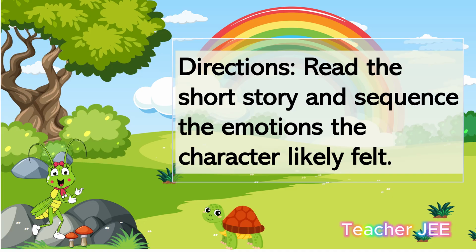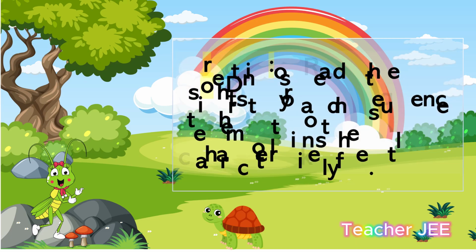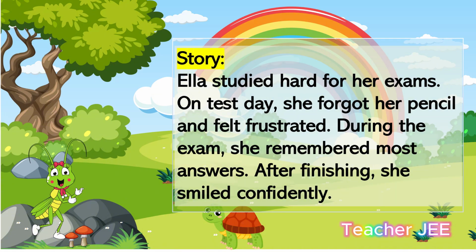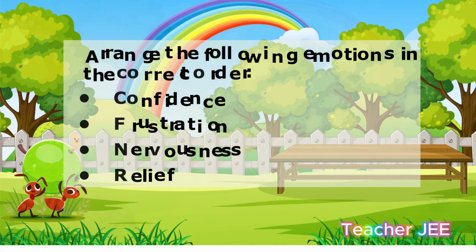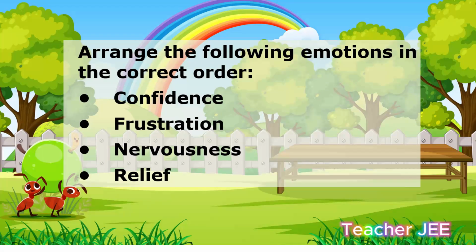Directions. Read the short story and sequence the emotions the character likely felt. Here's the story. Ella studied hard for her exams. On test day, she forgot her pencil and felt frustrated. During the exam, she remembered most answers. After finishing, she smiled confidently. Arrange the following emotions in the correct order.